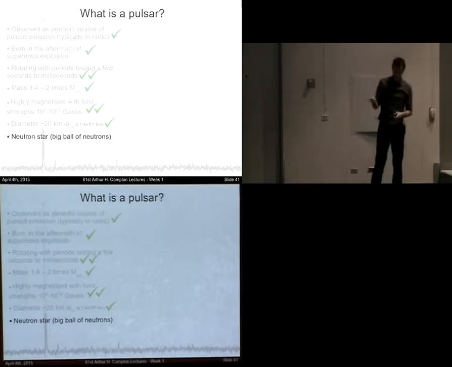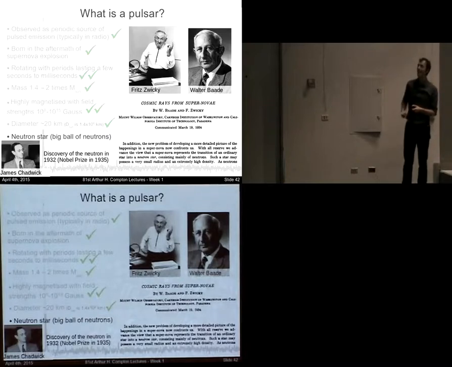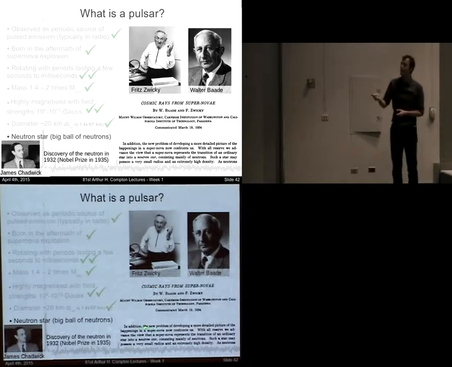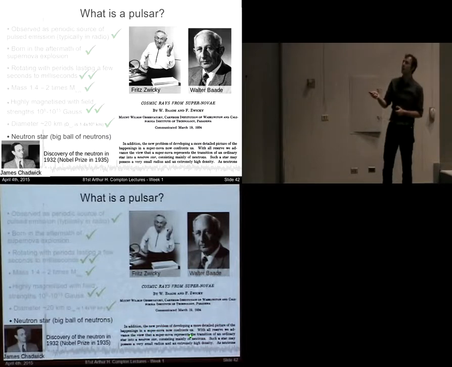So this was postulated by two very awesome physicists, in 1934. They wrote a paper called Cosmic Rays from Supernova. And in this paper they wrote the following paragraph: In addition, the new problem of developing a more detailed picture of the happenings of a supernova now confronts us.